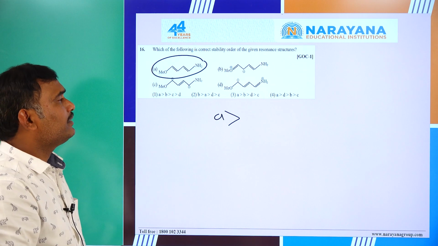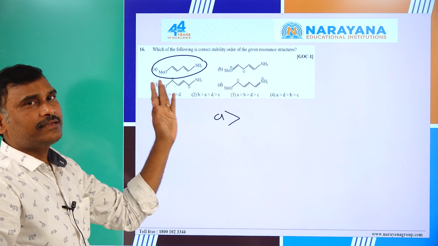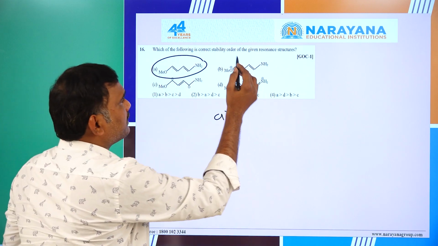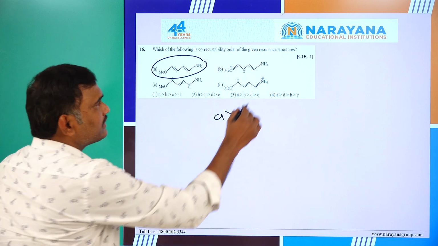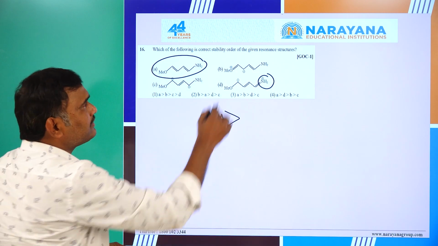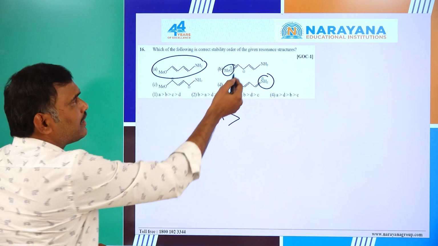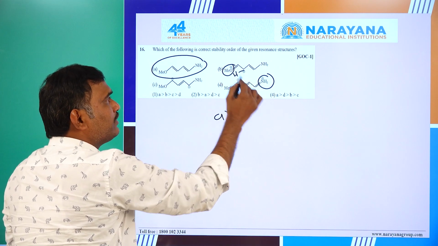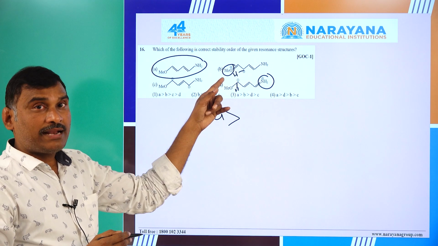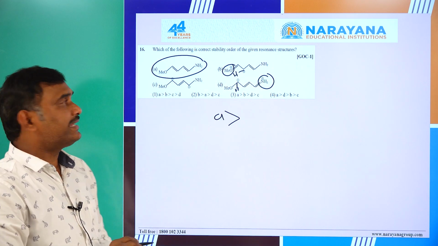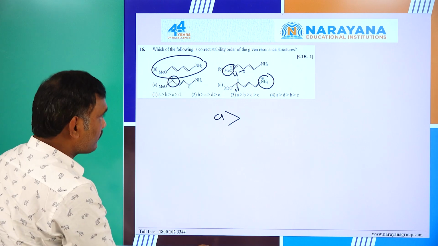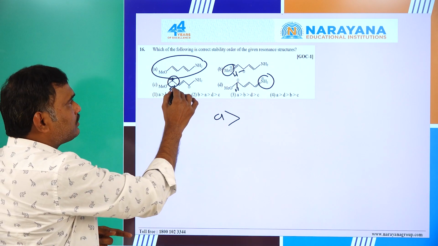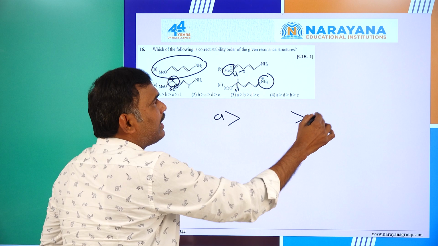Next, go for B. What is that? Next one is octet configuration. Just now I said chargeless structures are more stable than charged. If you go for options D and B, nitrogen has 4 bonds, oxygen has 4 bonds, and carbon negative here has hydrogen, don't forget that point. So this carbon has octet configuration, every atom now has octet configuration, but here still a plus is there. Still, what is that? Sextet configuration, only 6 electrons present. That's why C should be the least.